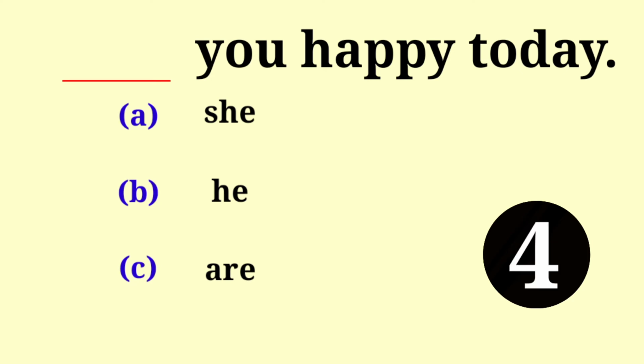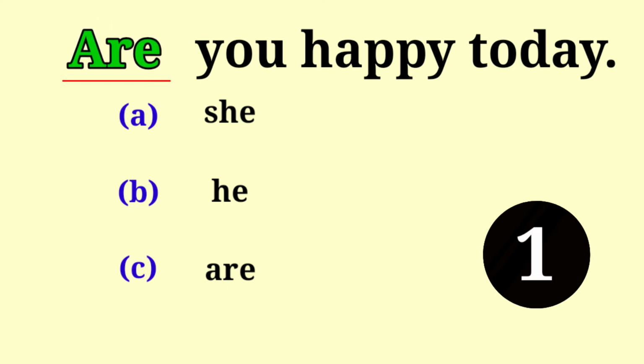Sentence: dash you happy today. Option A, she; option B, he; option C, are. The correct option is C, are. Are you happy today?